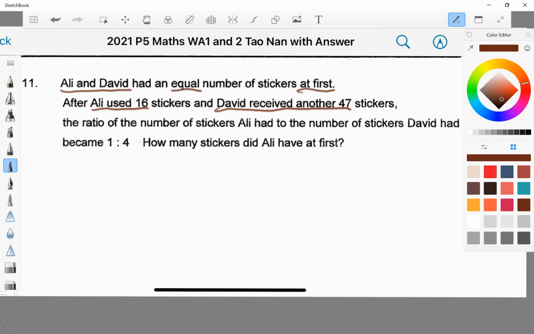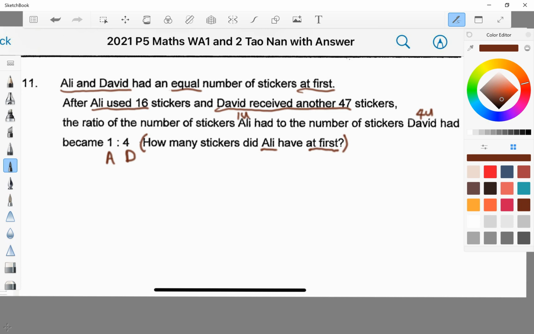So what is this about? It means that in the end, Ali became 1 unit and David became 4 units. So this is in sequence because Ali came first and the first number that I see in the ratio is 1. So I can actually annotate 1 unit for Ali and 4 units for David. So the question is asking us, how many stickers did Ali have at first? So we are interested to find out Ali at first.